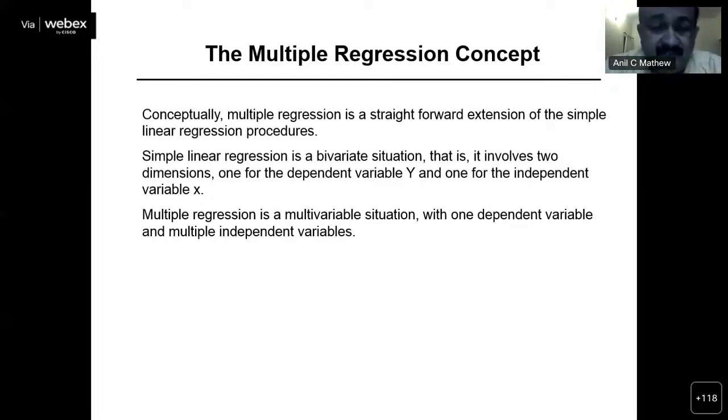At least I will try to explain some of the things in a very short way. Conceptually, multiple regression is a straightforward extension of the simple linear regression procedure. Simple linear regression is a bivariate situation that involves two dimensions, one for the dependent variable y and one for the independent variable x. Multiple regression is a multivariable problem with one dependent variable and multiple independent variables. In the medical field, multifactorial etiology is very common, especially with non-communicable diseases, when we start doing research. In communicable disease, a one-to-one relationship we can somewhat discuss. But non-communicable disease has a multifactorial etiology. That is why multiple regression becomes more popular. We usually call this modern epidemiology.